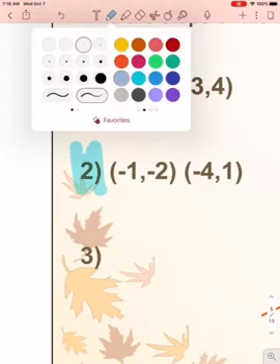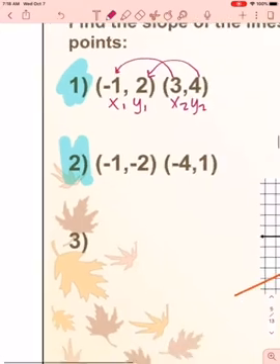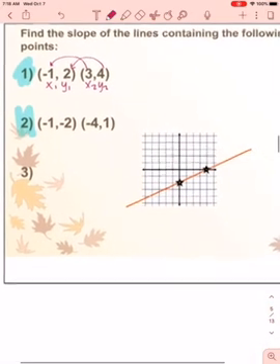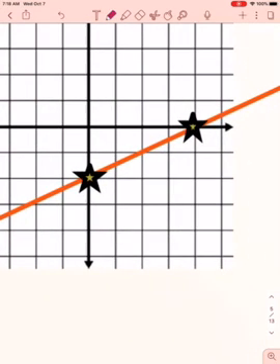Okay, so you can go ahead and do 1 and 2 on your own. Okay, so label them: x1, y1, x2, y2. Subtract your y's on top, your x's on the bottom, and then find the slope. So you can pause me and do those and then come back. I'm going to do number 3 with you.